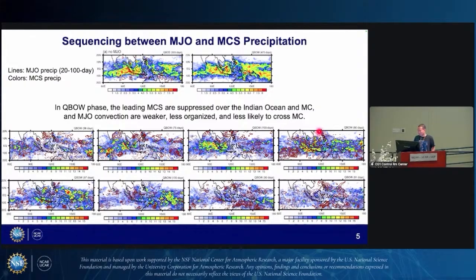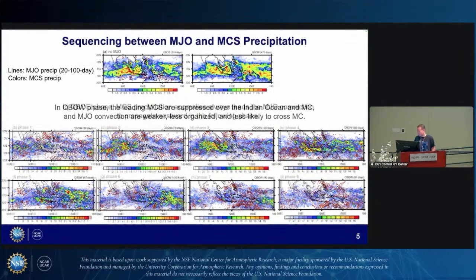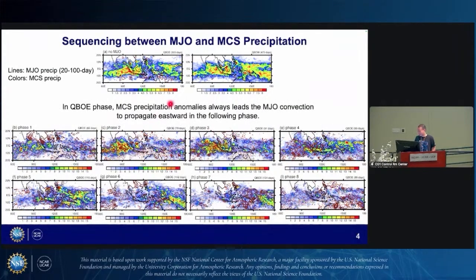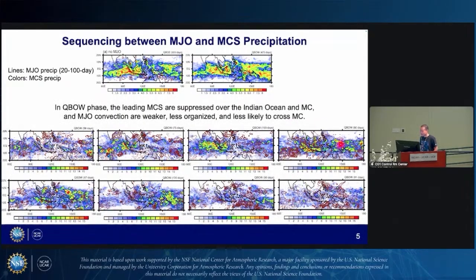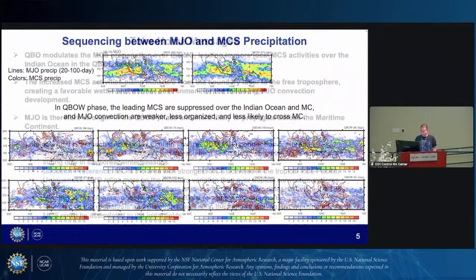And in phase 4, when the MJO is about to cross the maritime continent region, compared with what we saw at the QBO easterly phase, where you are seeing an enormous amount of MCS precipitation anomalies here, in the QBO westerly phase, you don't see it here. It is very suppressed, and as a result, the MJO could not propagate across the maritime continent region without these preceding MCS precipitation anomalies. So finally, some take-home messages.